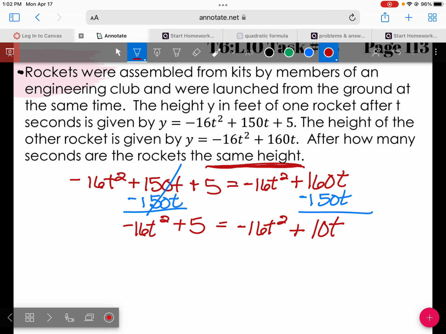Say that again. Subtract 5. Okay, so subtract 5. Let me do that in blue. We can subtract 5, but yeah, there's nothing over there. So we get negative 16t squared equals negative 16t squared plus 10t minus 5.